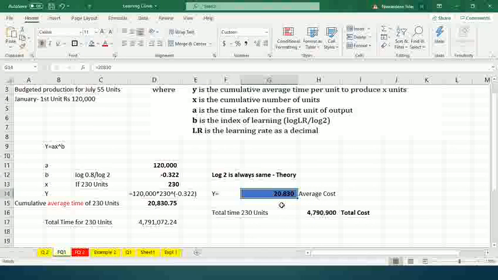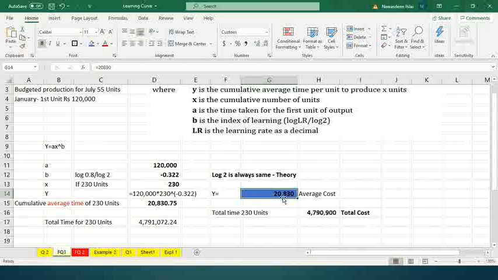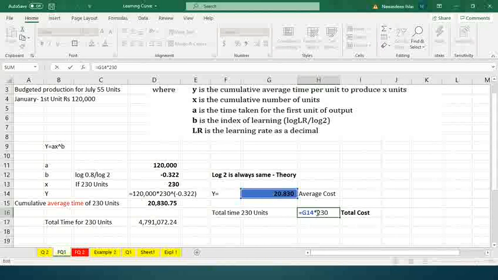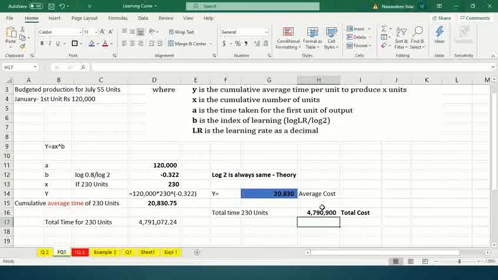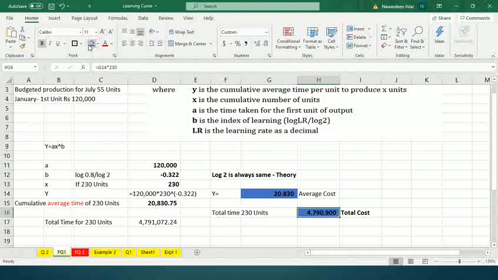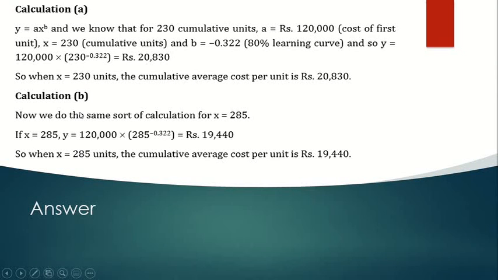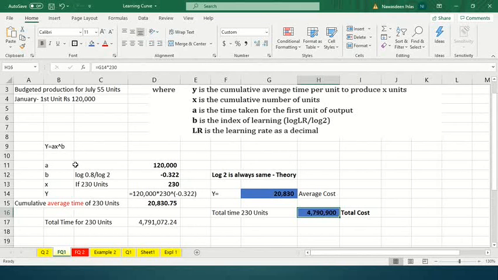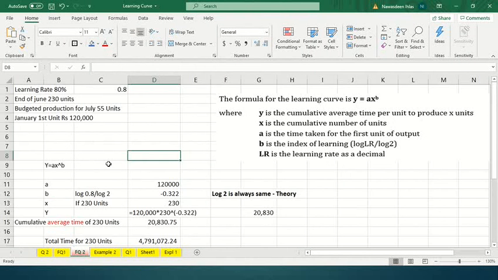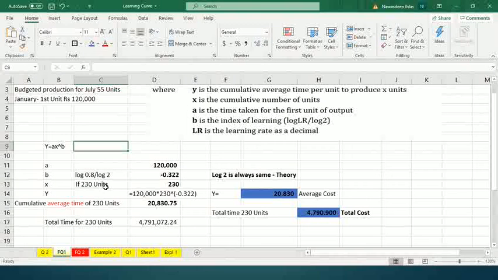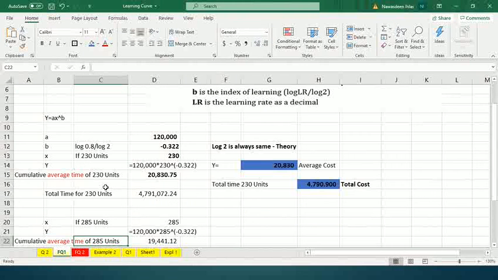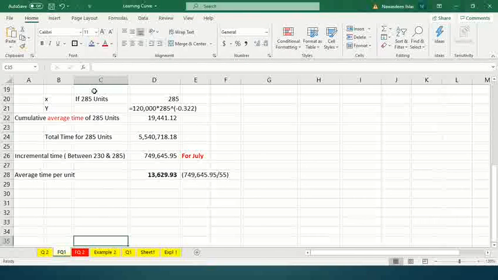If you want to find the total cost, what you want to do, this average cost should be multiplied by 230 our output. So we can find this amount. So we'll come to it later. So B, now what we are going to do, now we are assuming, and now we are going to find the end of July. Alright. End of July, what will happen? Our X will be 285.